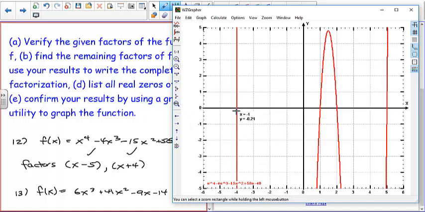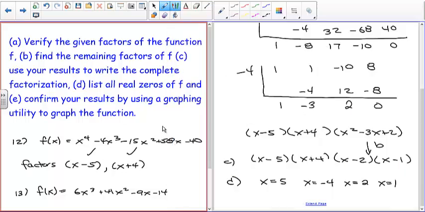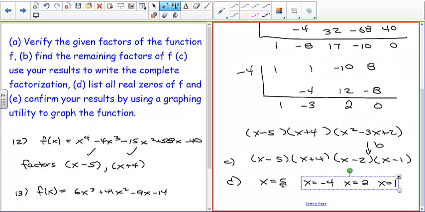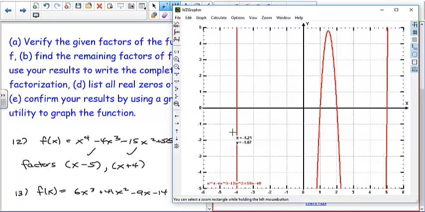And you can see we've got the function crossing 4 places. 1, 2, 3, 4. So what we see is -4, +1, +2, and +5. -4, +1, +2, +5. So that's how you would do it. You plot it, verify where it crosses.